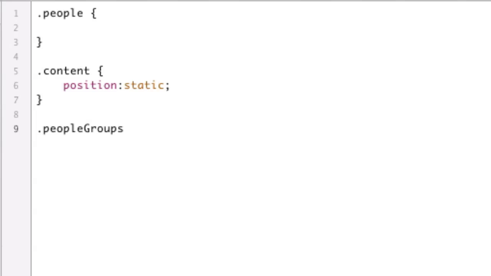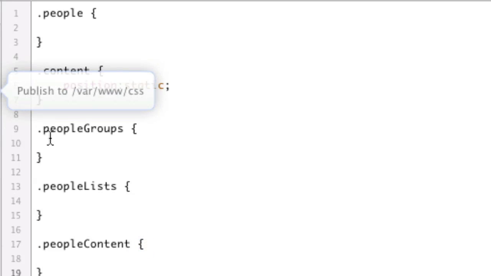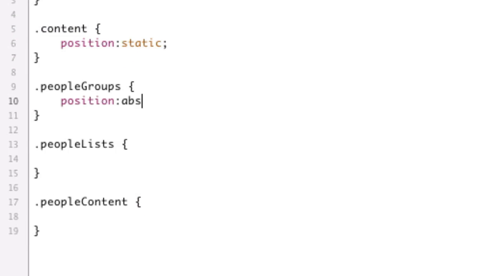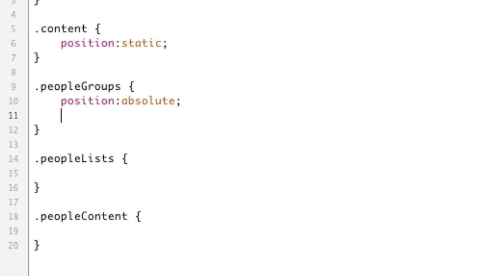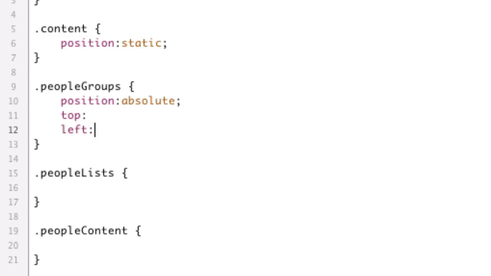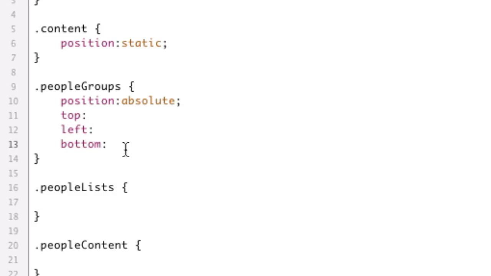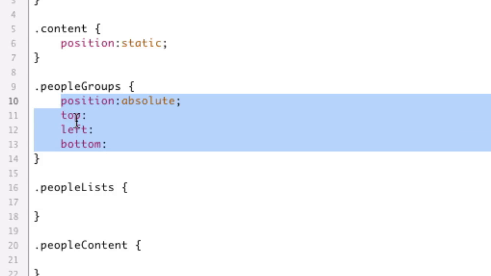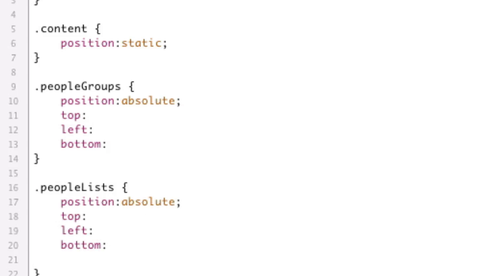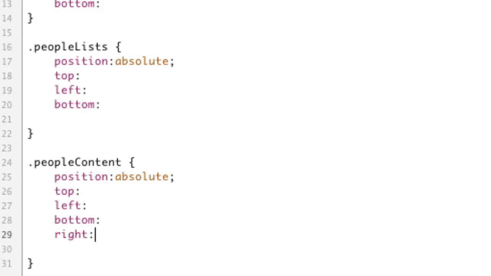Next thing is we're gonna style that, and then we're gonna style people list, and then we will style that people content. So all three are going to be position absolute, and they're all going to have a top, a left, and a bottom. Bottom is key here. We need it to stretch all the way to the bottom of the page. So all three are going to have these. Difference is that this last one is also going to have a right, okay? Right of 0 pixels. That will stretch the last one all the way to the right side of the page.